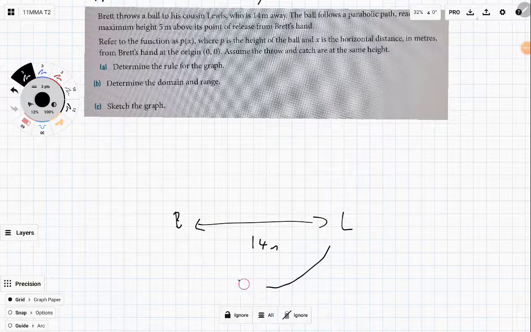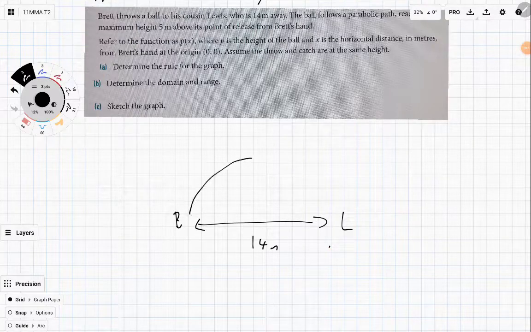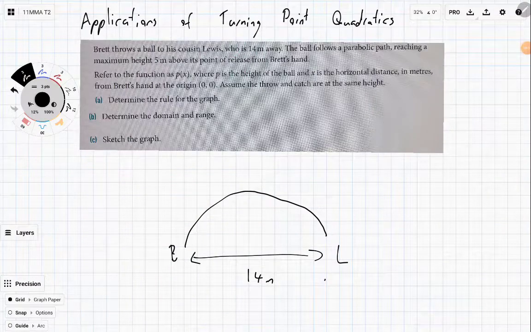So I'm going to immediately make the bold assumption that when it says a parabolic arc, I'm assuming that it's a concave down parabolic arc. If you've ever thrown something, you might have an idea of why I think that might be the case. Now it says reaching a maximum height 5 meters. Oh, sorry, it's 5 meters above the point of release from its hand.